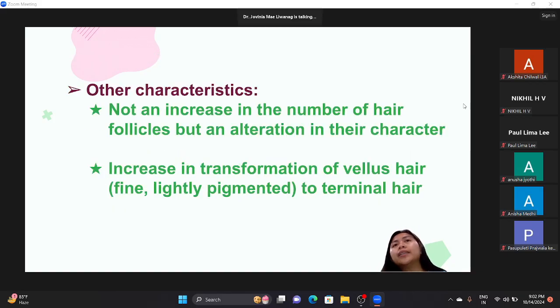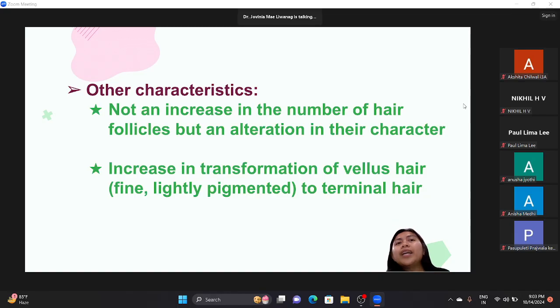So other characteristics: hirsutism is not an increase. Take note of this one, maybe it will appear in your exam. Hirsutism is not an increase in the number of hair follicles, but an alteration in their character. So it's in the character of the hair, not the quantity, not the increase in the number of hair follicles, but the quality.